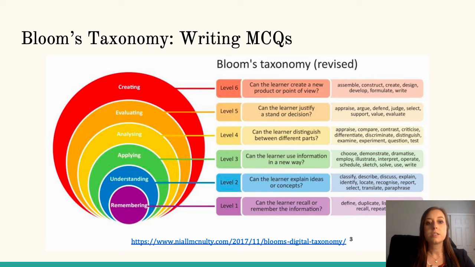Level 4: can the learner distinguish between different parts? Level 5: can the learner justify a stand or decision? Level 6: can the learner create a new product or point of view? Again, on the far right-hand side of the graphic we've got those same types of verbs for each different class, but I like how it asks us the question, kind of makes us think about Bloom's in a different light.